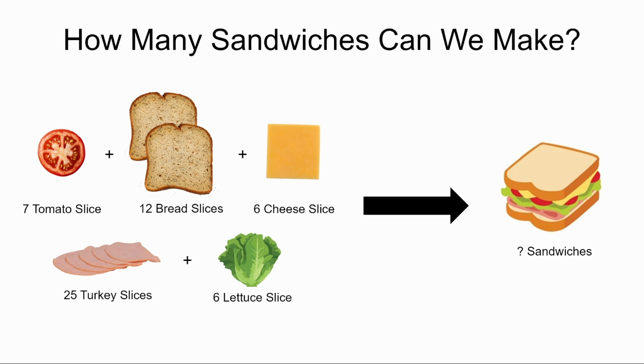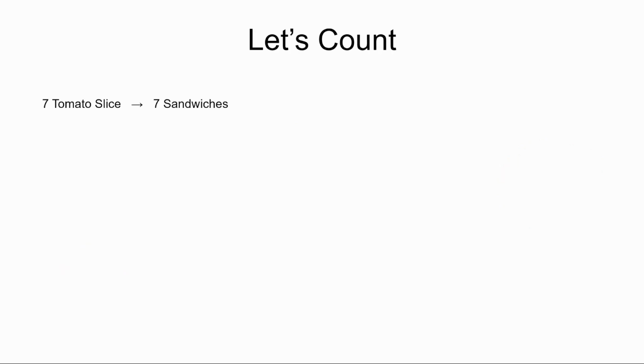Now, how many sandwiches can we make with these specific amounts of materials? Where we have 7 tomatoes, 12 pieces of bread, 6 pieces of cheese, 25 turkey, and 6 lettuce. Now, it might take a minute to go through this, but it's very intuitive that we can only make 5 sandwiches. And you have done this math in your brain. And that is because we do some counting.